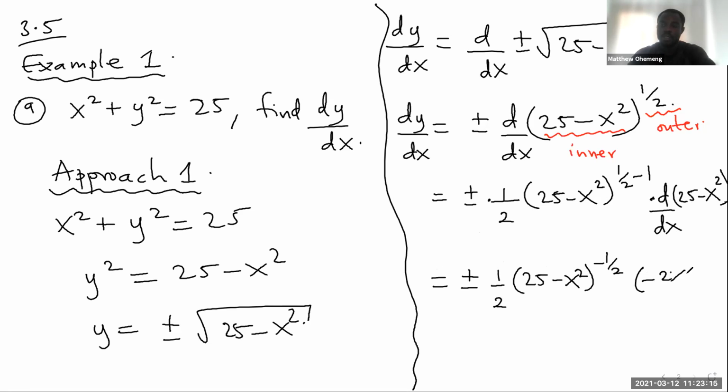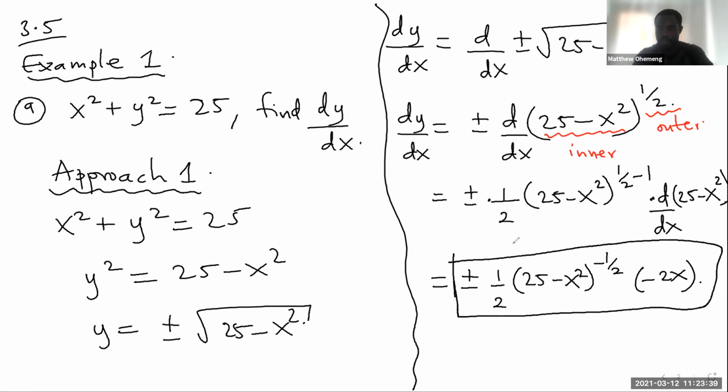Minus 2x. Right? So the derivative I'm getting here is in 2 parts. There's one part which is plus, and that will go with the positive square root of 25 minus s squared. And there's another part which is minus, and that will go with the derivative of the negative square root of 25 minus s squared. So there are 2 pieces of this derivative. That's why you see the plus or minus here, right? So that'll be our final derivative in 2 parts, right?